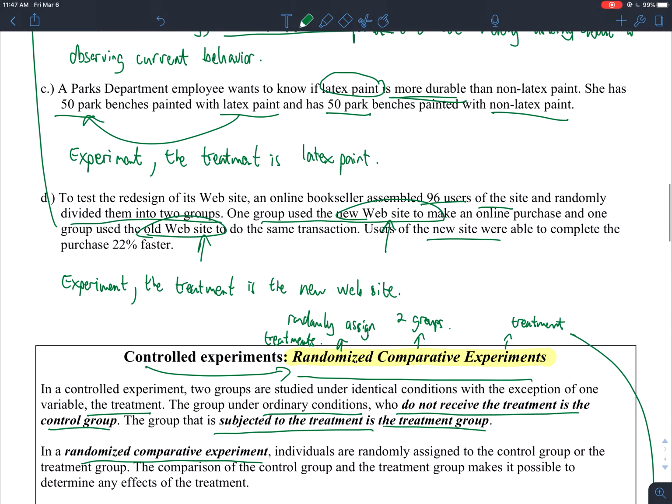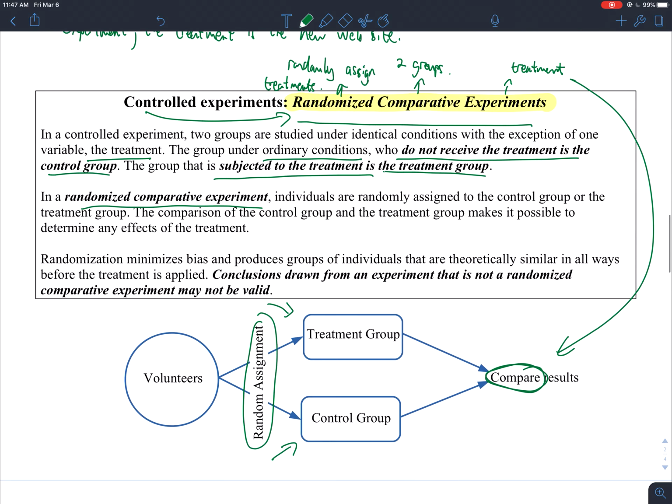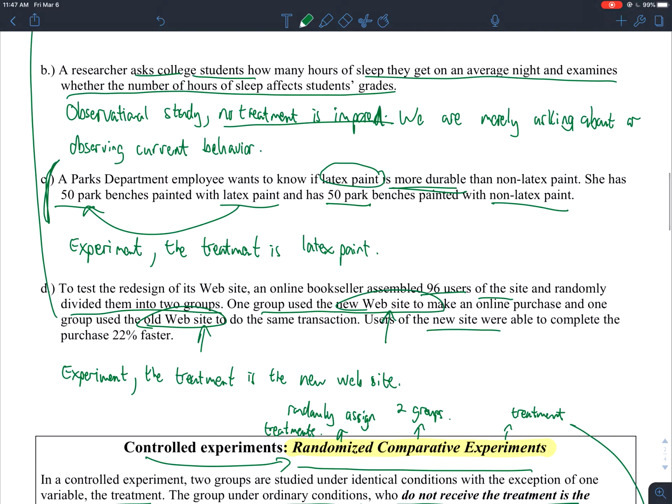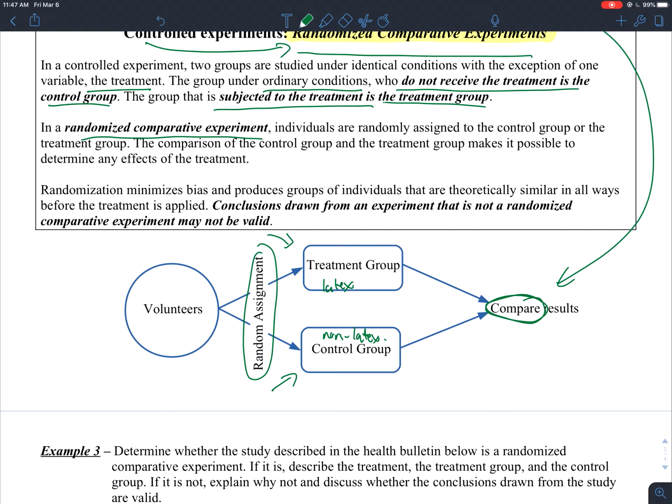So if we look at, let's say, the park bench example, maybe my treatment group would be latex paint, and this would be non-latex paint. I would take my whole list of volunteers, or in this case benches, there would be 100 of them, and I would randomly decide which 50 get the latex paint and which 50 don't. And you know how to randomly sample. Selecting 50 people from 100 to be in a group is the same as a random sample, so you know how to do that on your calculator already.